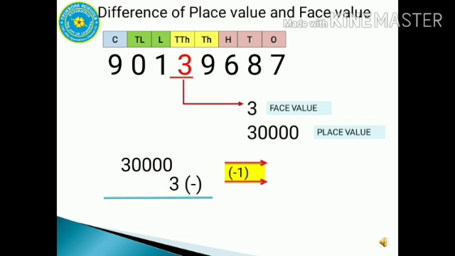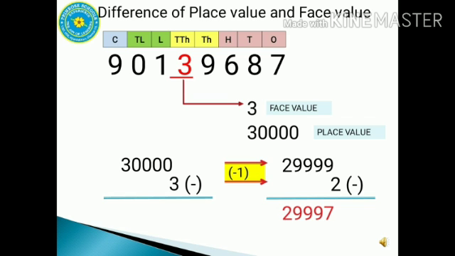We know a shortcut for subtraction from a number ending in zeros learned in one of our previous classes. We just have to subtract 1 from each number. 30,000 minus 1 gives 29,999 and 3 minus 1 gives 2. We can easily subtract these two numbers without borrowing and the answer is 29,997. Shall we see another example?